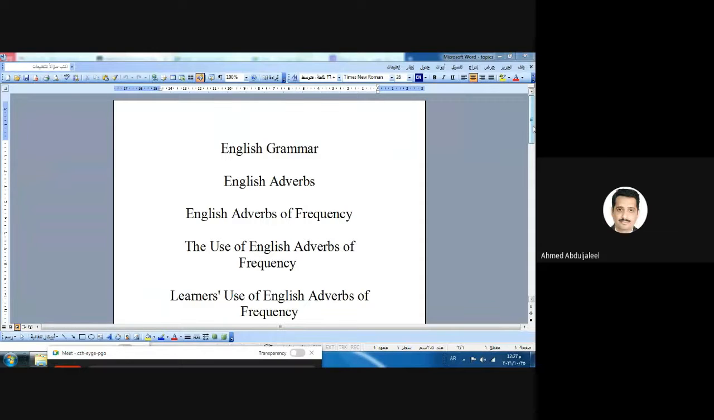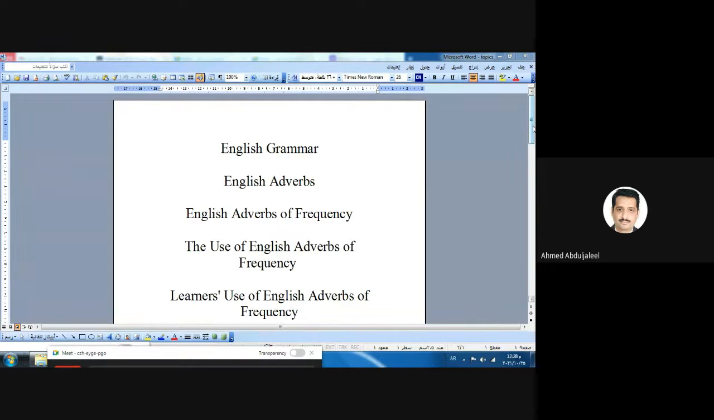Okay. Let us consider, for example, grammar. We are going to decide that we are going to write a topic in grammar. When we say English grammar, it is too general. How many things do we have in grammar? So many elements. We have nouns, verbs, adjectives, adverbs. These are sentence elements. And even in each element, we have so many details.